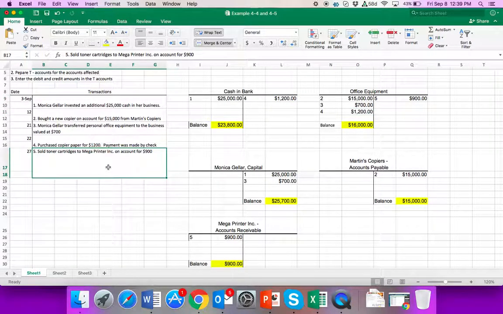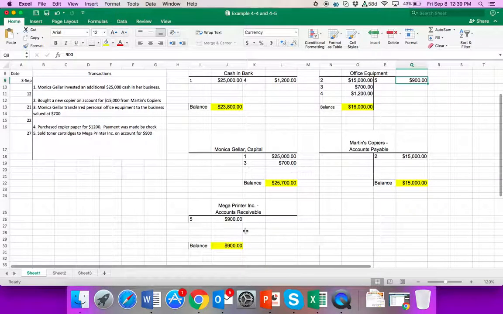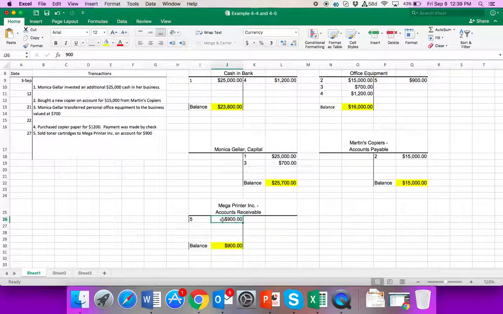All right, our last example that we're going to talk about in here is sold toner cartridges to Mega Printer Incorporated on account for $900. Okay, so we sold toner cartridges. So that means it's office equipment that's leaving our business. So we're decreasing our office equipment. So we're going to credit office equipment $900. And we did this on account, meaning they're going to pay for it later. So that is where we have Mega accounts receivable increased, a debit of $900, since that is considered an asset.